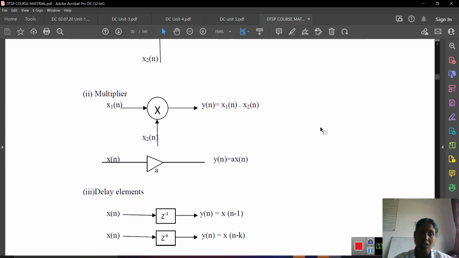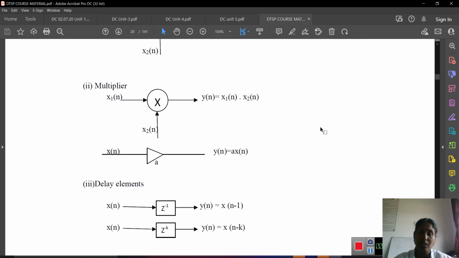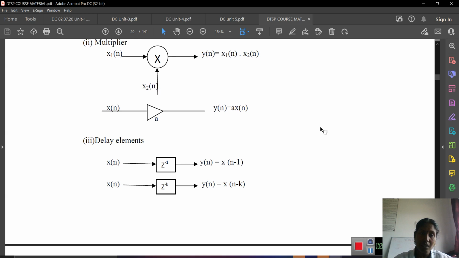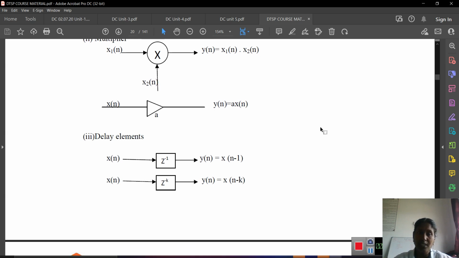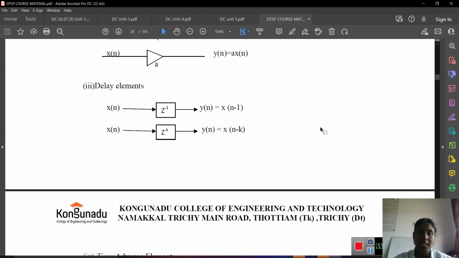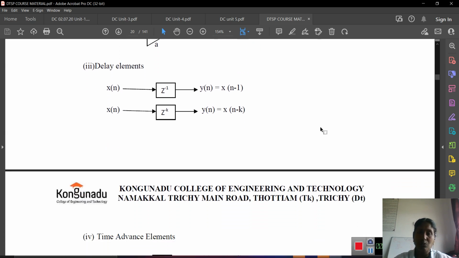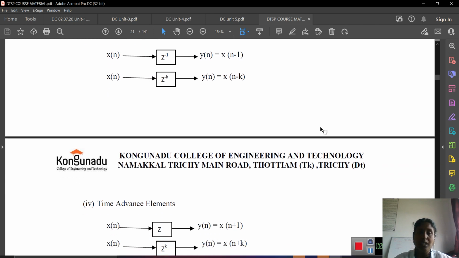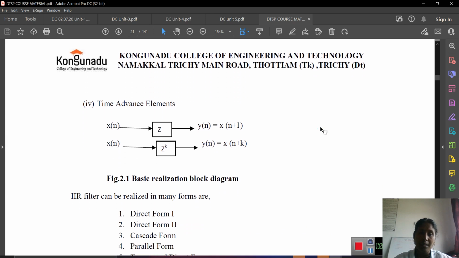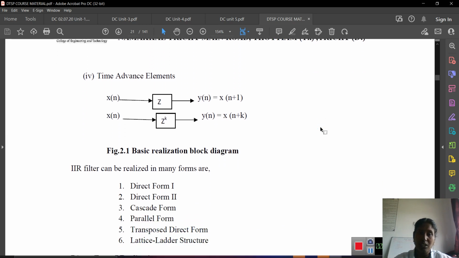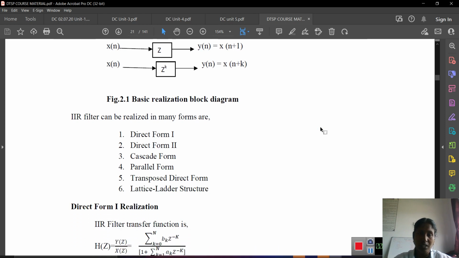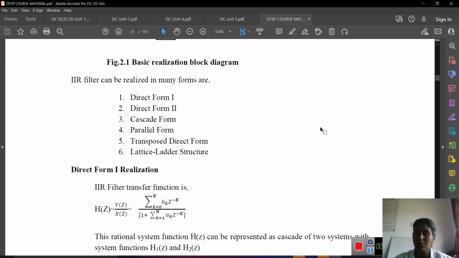Then multiplier: y of n equals x1 of n times x2 of n. Then the constant multiplier: for input x of n, the output y of n equals a into x of n. Then delay element: x of n through z power minus 1 gives y of n equal to x of n minus 1. If we consider z power minus k, then y of n equals x of n minus k. Then time advance element: x of n through z gives y of n equal to x of n plus 1, and through z power k gives y of n equal to x of n plus k. This is the basic realization block diagram.